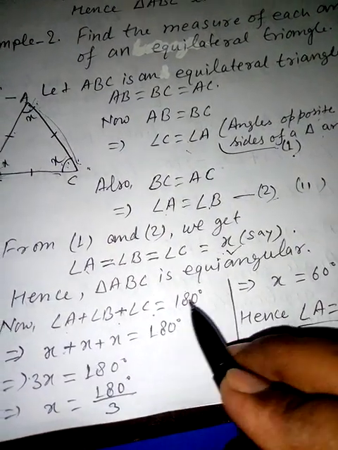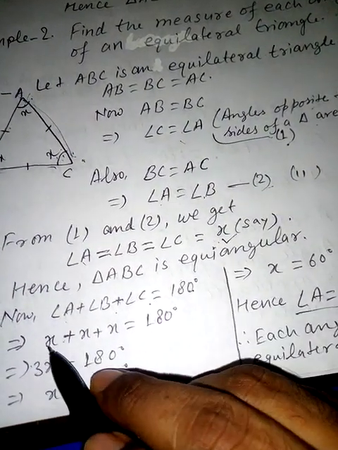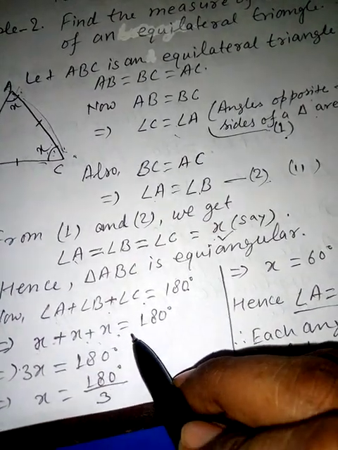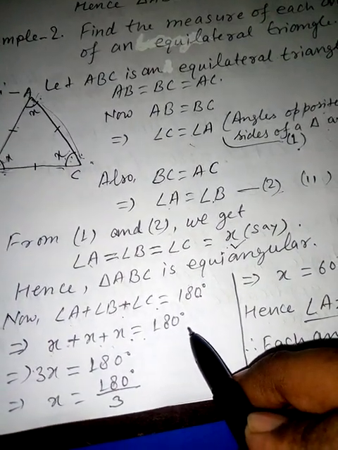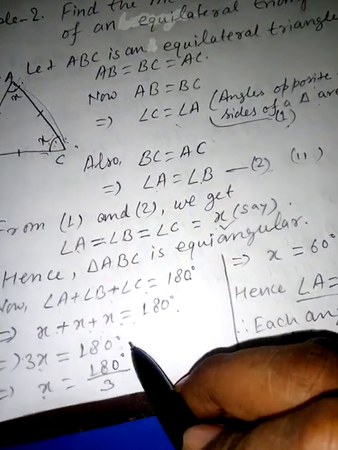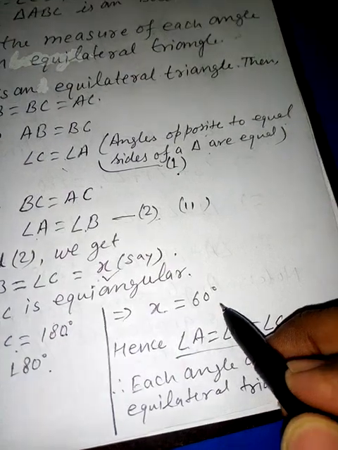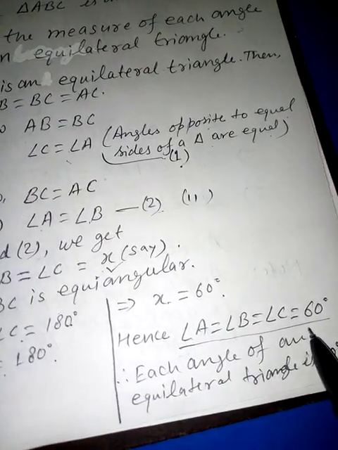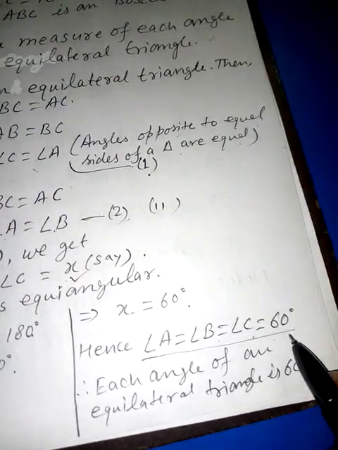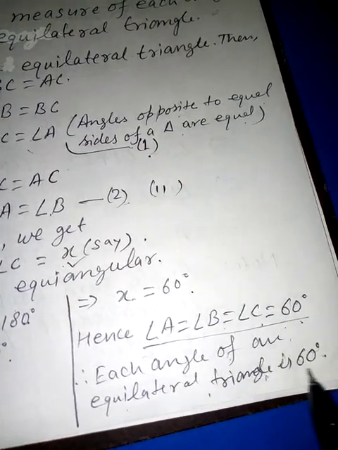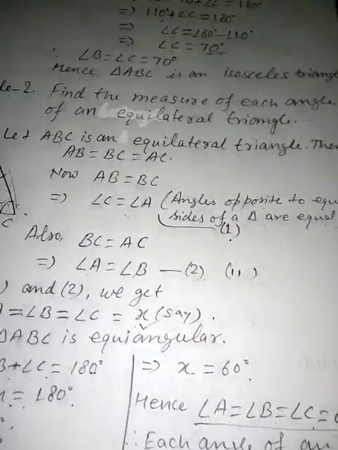angle B plus angle C equals 180 degree, and all these angles are x, so x plus x plus x equals 180 degree. Now 3x equal to 180 degree and x equal to 180 by 3, that will be x equal to 60 degree. It means all these three angles A, B and C are of 60 degree. That is, each angle of an equilateral triangle is 60 degree.